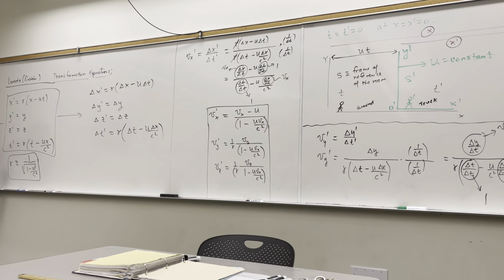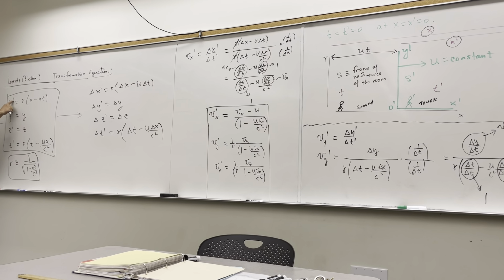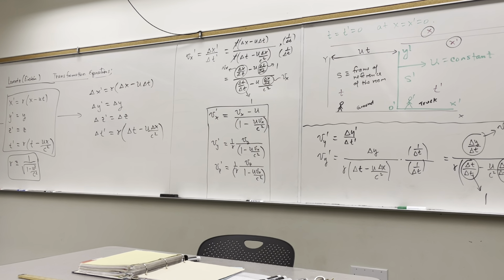So, for example, if I want to know x, it would be gamma, and then I take away the prime, and now I put x prime, but then I have to change the sign, and this is u t prime. And this one, I just bring this here and this over there. So y equals y prime. This one, I just bring this here and this over there. So z equals z prime. And then this one, I get rid of the prime, but then I put the prime on that one. And I've got to put a plus over there, u x prime over c squared. So these are the inverse transformation equations.